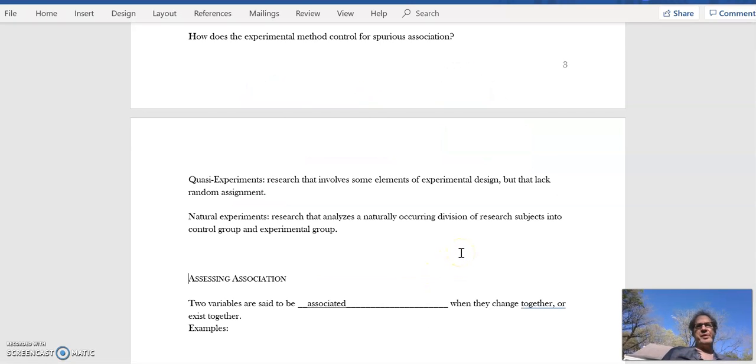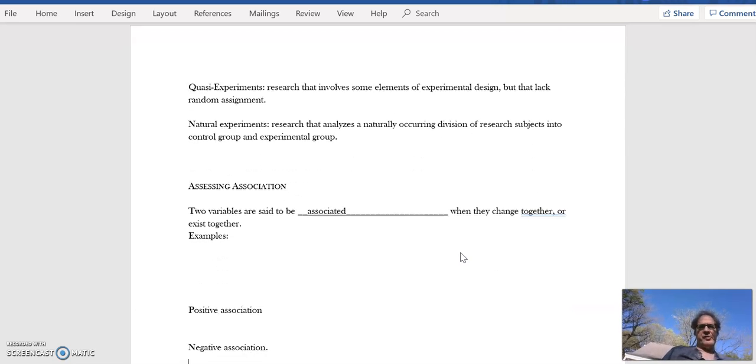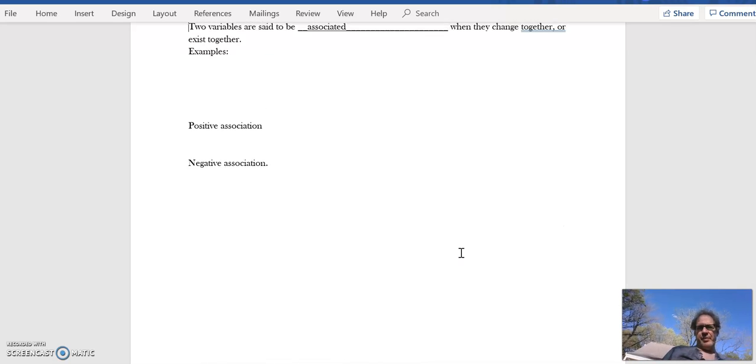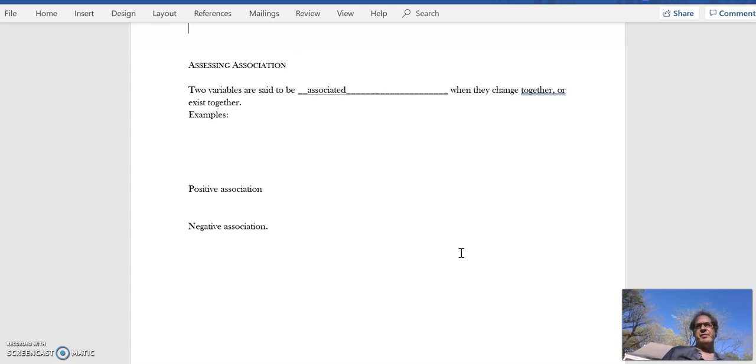Okay, now we're moving from experiments to assessing association. So you recall that to prove that one variable causes a change in another, the first criterion we have to meet is association. So let's look at association first.